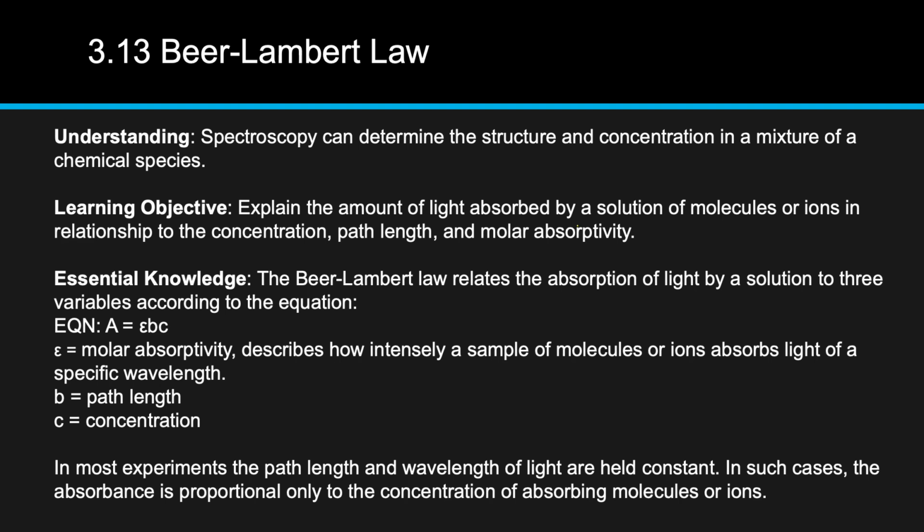So Beer's Law connects the absorbance of light by a solution to three factors: the molar absorptivity, the path length, and the concentration. The equation is found in your reference sheet, and it is A equals EBC, where E is how strongly the substance absorbs light at a certain wavelength. B is going to be your path length, and C is going to be the concentration. In most experiments, B and the wavelength are constant, so absorbance is going to be directly proportional to concentration.